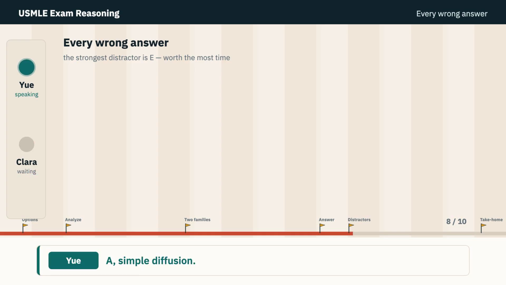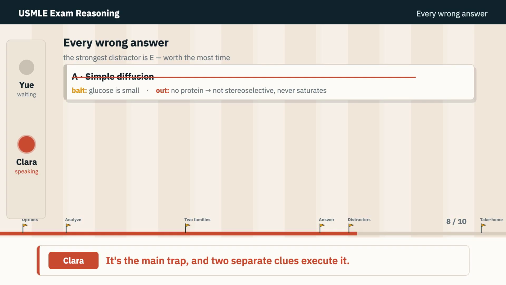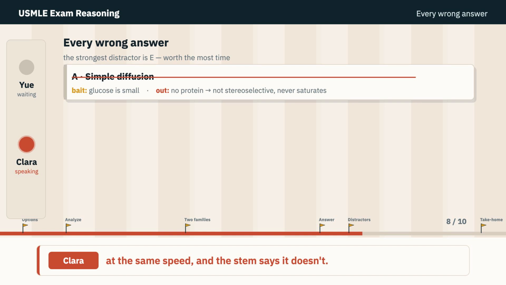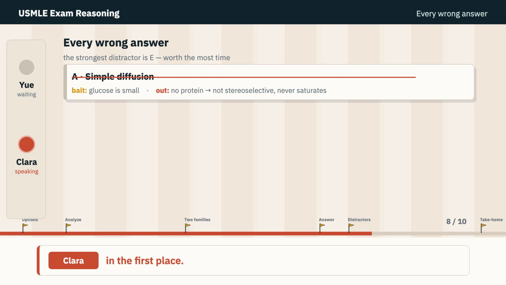A. Simple diffusion. Tempting, because glucose is small and everyone pictures it just slipping in. It's the main trap, and 2 separate clues execute it. Simple diffusion has no protein, so it cannot be stereoselective. It would carry D and L at the same speed, and the stem says it doesn't. And simple diffusion never saturates. There's nothing to run out of, so it can't plateau, and the stem plateaus. Either clue alone kills A, and underneath both, glucose is polar, so it barely crosses the oily membrane on its own in the first place.